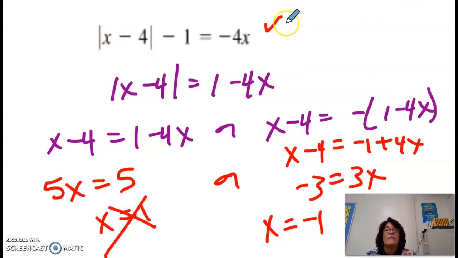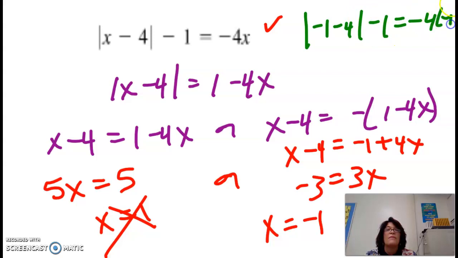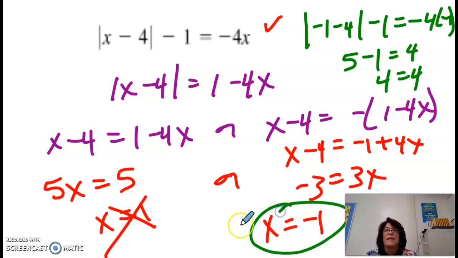So, negative 1. Absolute value of negative 1 minus 4 minus 1 equals negative 4 times negative 1. That's negative 5. Absolute value of negative 5 is 5. So I have 5 minus 1. Negative 4 times negative 1 is 4. Is 5 minus 1 4? Yes, sirree. There's your answer.